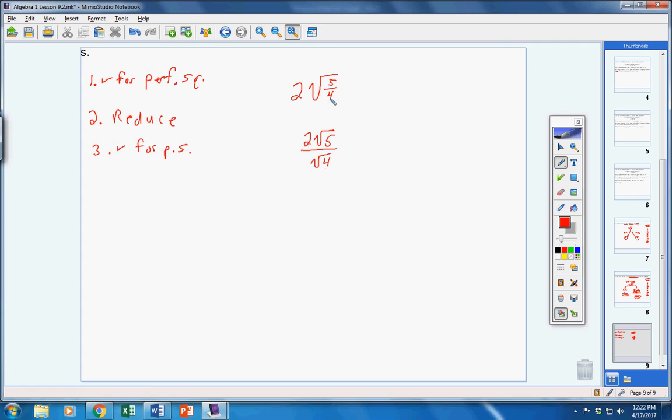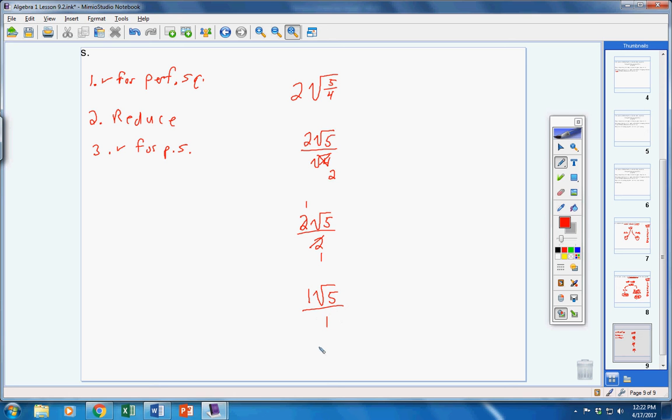Now why did I split the radical up? Because I'm looking for what? Perfect squares. And I see one right here. Look at that. Square root of 4 is the same thing as what? 2. So now I have 2 square root of 5 all over what? 2. What's the next thing I do? Reduce. Well, look at this. Outside numbers, I can reduce them. 2 becomes a 1, 2 becomes a 1. So now I have 1 square root of 5 all over what?